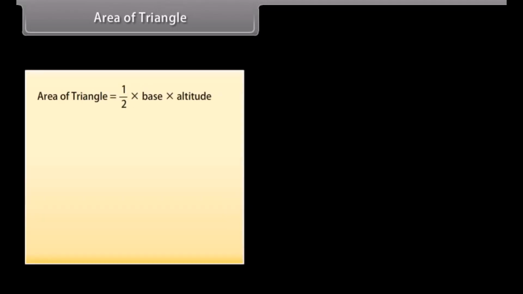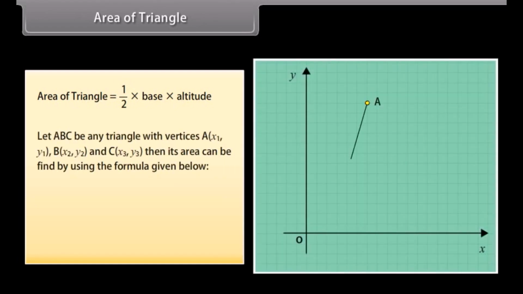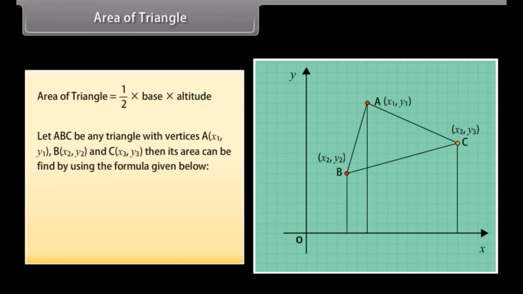Area of triangle. In earlier classes, when the base and altitude of a triangle is given, then we find its area by using the formula area of triangle is equal to 1 by 2 into base into altitude. Let ABC be any triangle with vertices A(x1, y1), B(x2, y2) and C(x3, y3). Then its area can be found by using the formula given below. Area of triangle equals 1 by 2 into [x1 into (y2 minus y3) plus x2 into (y3 minus y1) plus x3 into (y1 minus y2)].